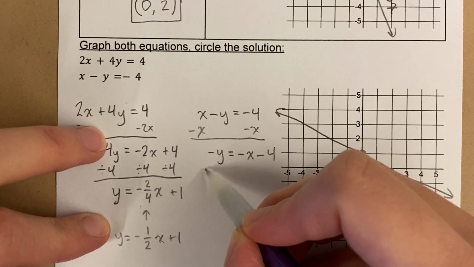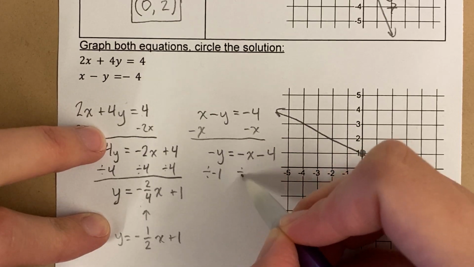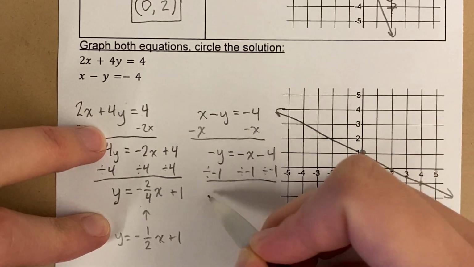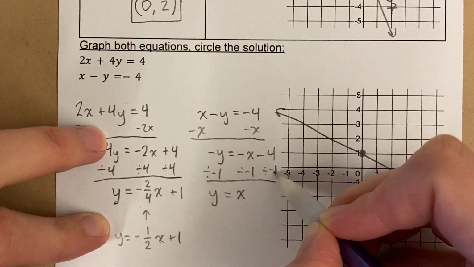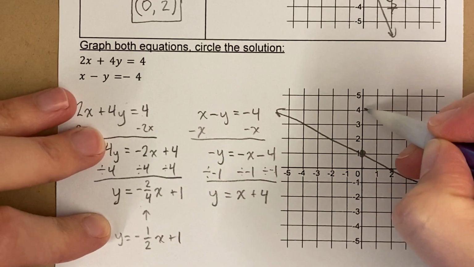This is a negative 1y, so I'm dividing by negative 1 all the way through. What does that do? That just changes the sign. Negative divided by negative is positive. So that looks like this.